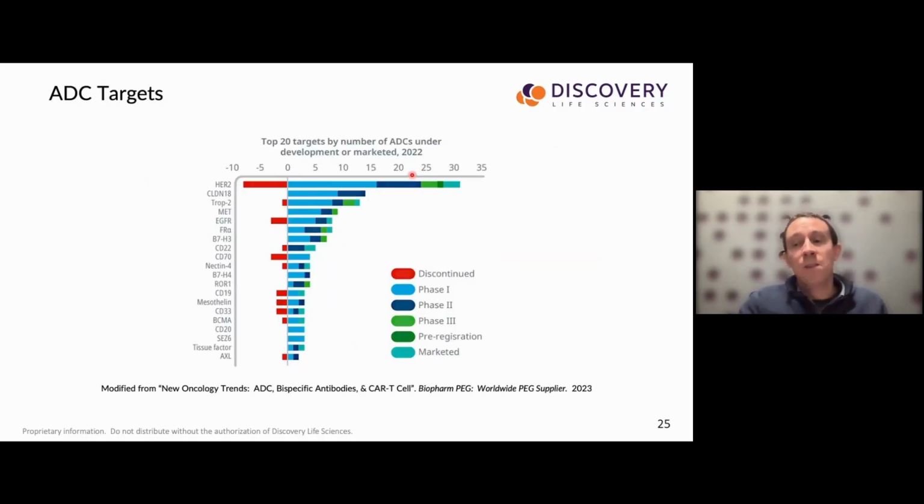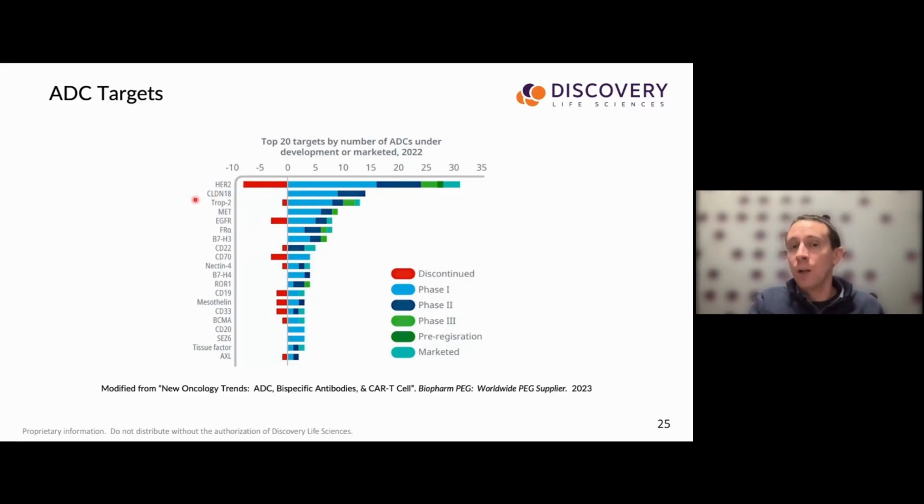So this is a figure from a website that is very good. I highly recommend going and reading it, but it looks at the top 20 targets for ADCs that are under development. And this is from a couple of years ago, from 2022. The reason I like this is it shows not only the number of ADCs that are going to the market or in various phases, but how many of them. For example, HER2, very popular target, a lot of work being done to focus on antibody drug conjugates against HER2.